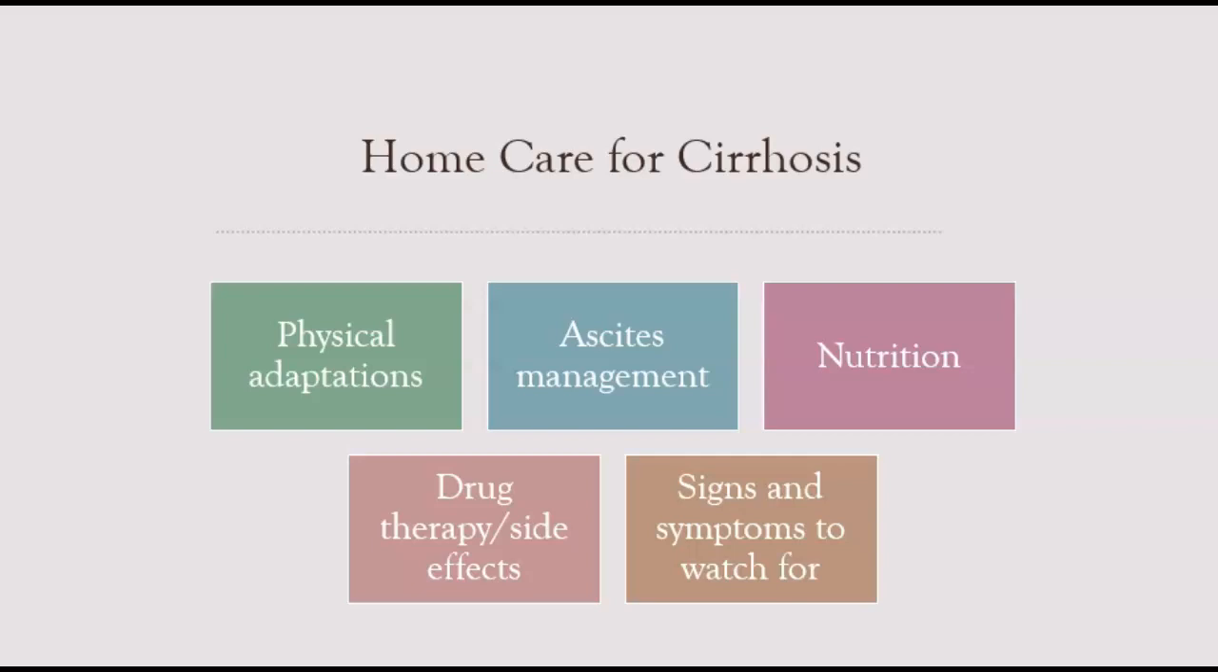Nutrition. Small frequent meals are best tolerated. Again, depending on whether or not they have high ammonia levels will determine what kind of meals they are eating. Drug therapy and side effects: you want to teach them about the side effects of diuretics, or if they're on H2 receptor antagonists. They should avoid NSAIDs, herbs, vitamins, and minerals without an okay from the doctor. And signs and symptoms to watch for: you want to teach the family members signs of hepatic encephalopathy, because that would indicate that the patient is getting worse. So they need to be brought in.